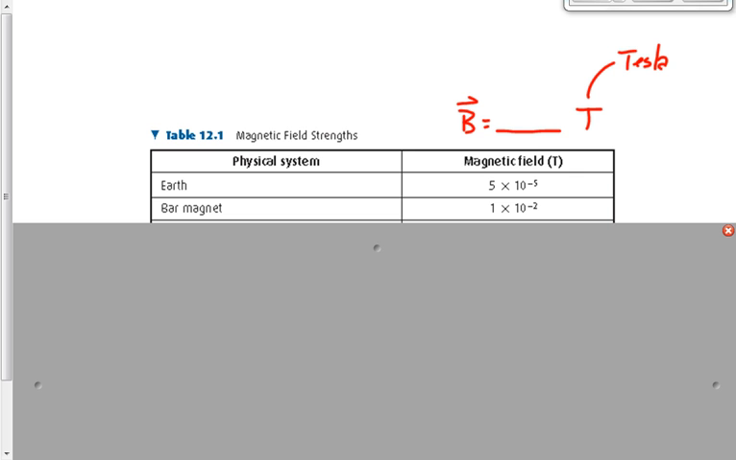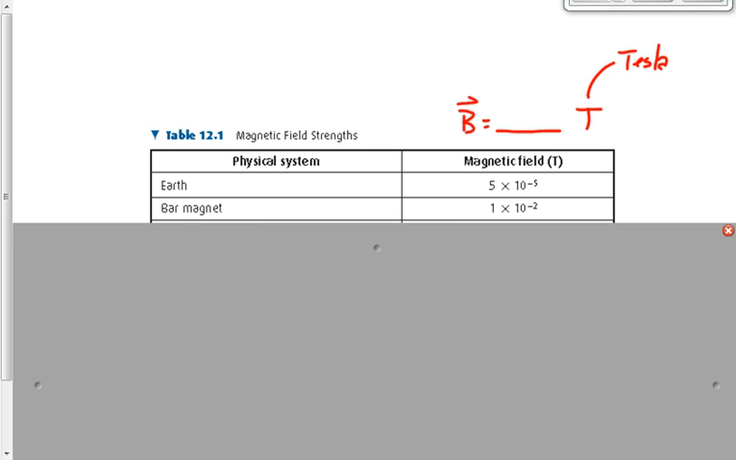The magnetic field surrounding an average bar magnet is about 10 to the minus 2. So that's about 1,000 times stronger than the magnetic field surrounding the Earth. Now, the bar magnets that you guys used the other day would have been weaker, right? They wouldn't have been 10 to the minus 2. They might have been 10 to the minus 3 or so. But they were still dramatically stronger than the Earth's magnetic field.